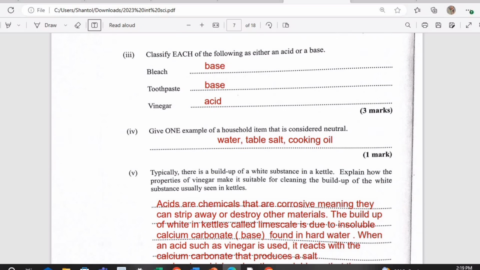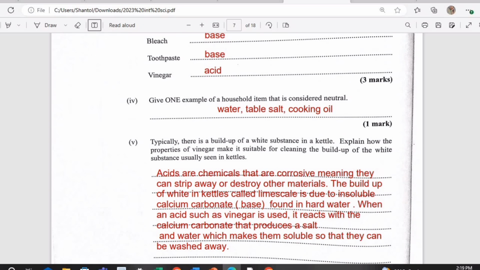Now, acids are chemicals that are corrosive, meaning they can strip away or destroy other materials. The build-up of white in kettles is called lime scale, and it is due to insoluble calcium carbonate, which is a base, found in hard water. Now, when an acid such as vinegar is used, it reacts with the calcium carbonate and produces a salt and water, which makes them soluble so they can be washed away.